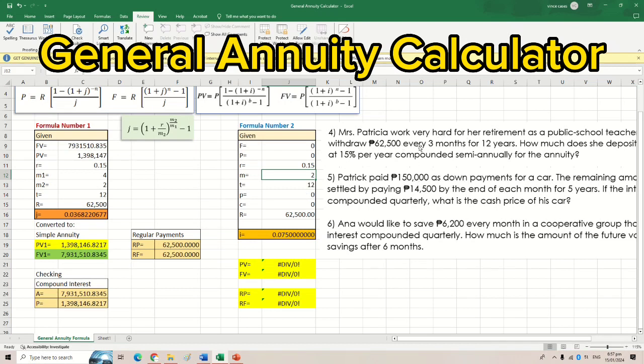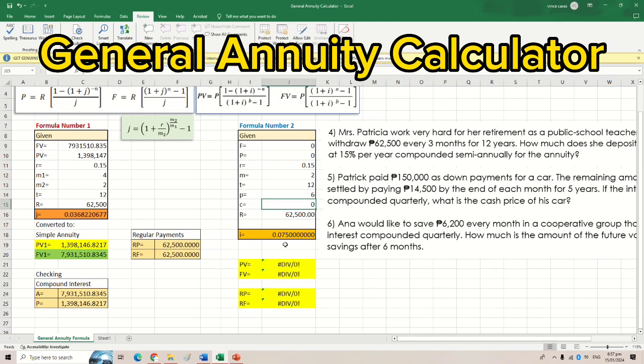The problem here is every 3 months. Okay, every 3 months. So this is 3. And then the C is the number of months for the compounding period, compounded semi-annually. So that is 6. Right. That is 6. And then enter.